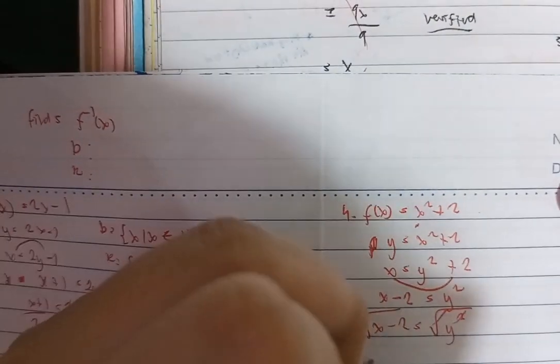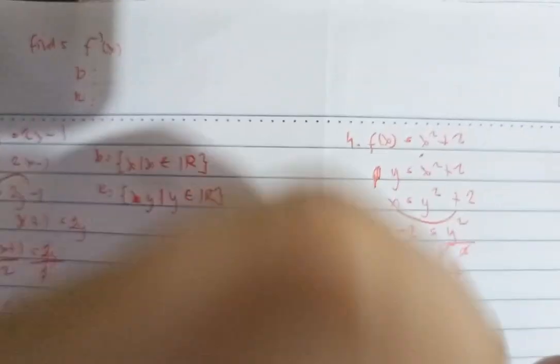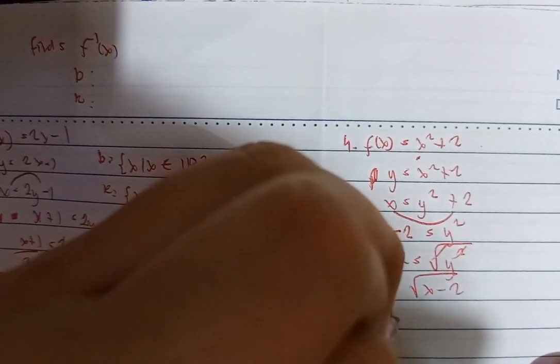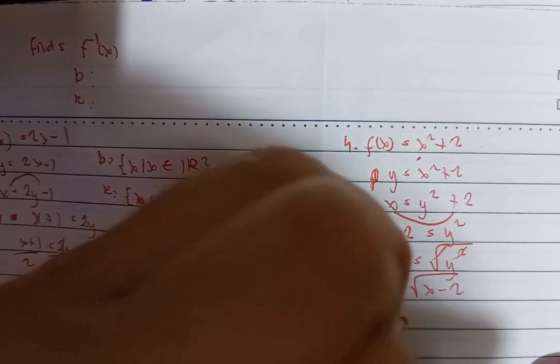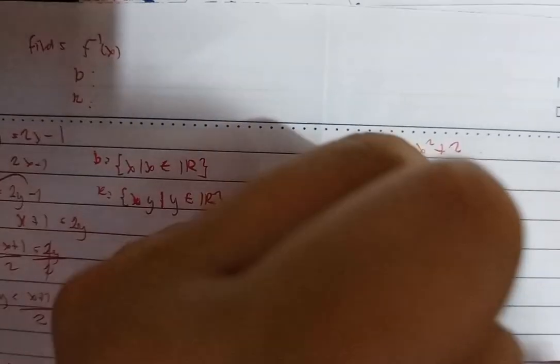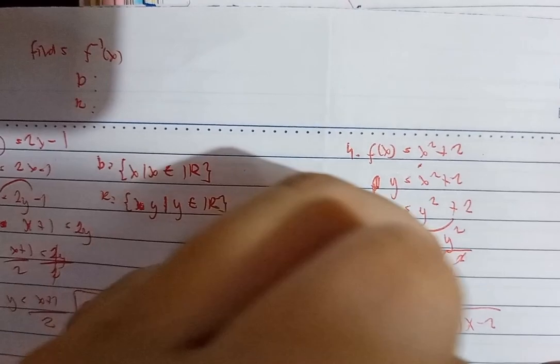Lagyan mo sila ng radicals ng pareho. So, magiging y equals square root of x minus 2. May radical sign para matanggal mo yung exponent na 2. So, you write this as f inverse of x equals square root of x minus 2. And that is the final answer.